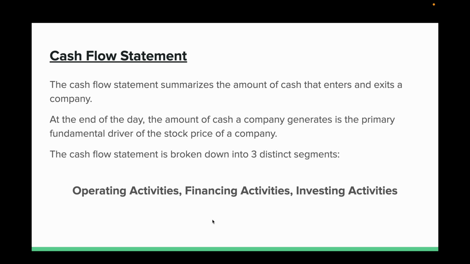The cash flow statement summarizes the amount of cash that enters and exits a company. At the end of the day, the amount of cash a company generates is the primary fundamental driver of the stock price of a company. The cash flow statement is broken down into three distinct segments: operating activities, financing activities, investing activities.